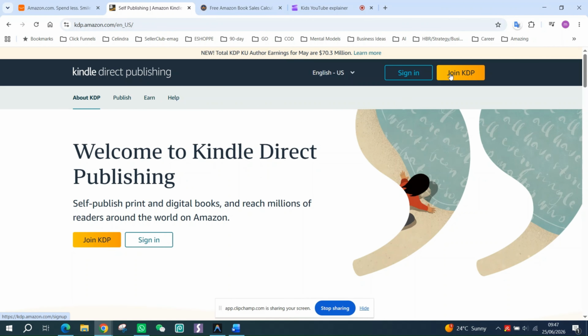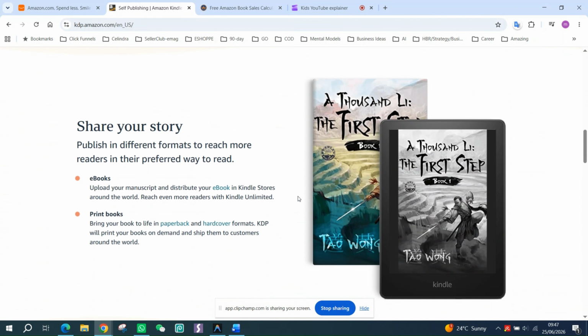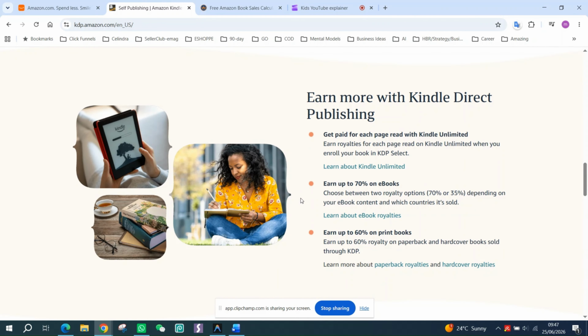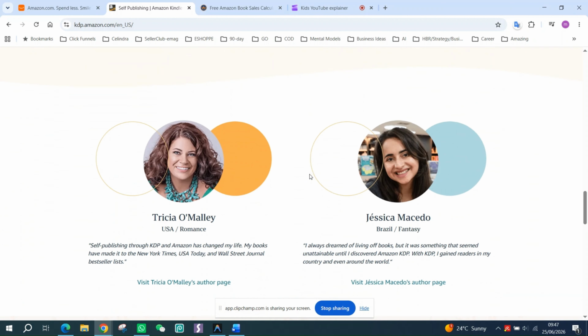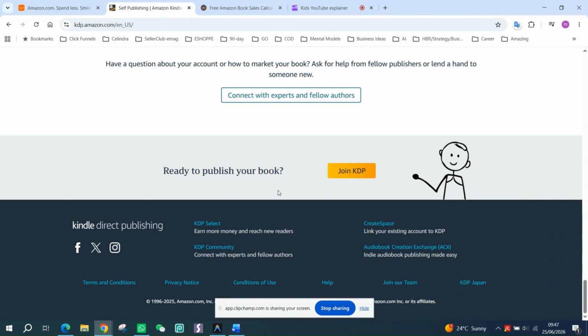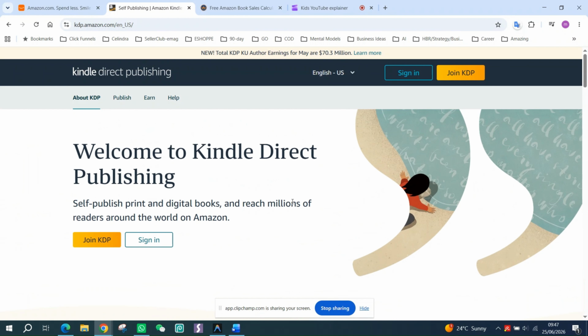This is the page. You just click join KDP and you can immediately join without any requirements. You just put your email address and then you'll be able to join the publishing business. What is Amazon doing? They teach you about what kind of books you can publish: multiple types of books, business, children's, non-fiction, and everything that you can imagine. If you prefer a specific type of books, or you think about an audience that wants a specific type of book, you can publish it. There's no restriction on that.